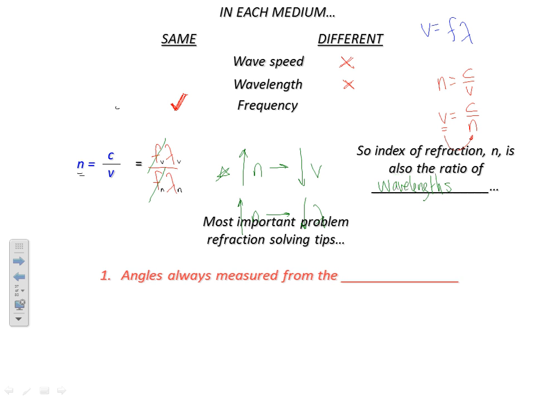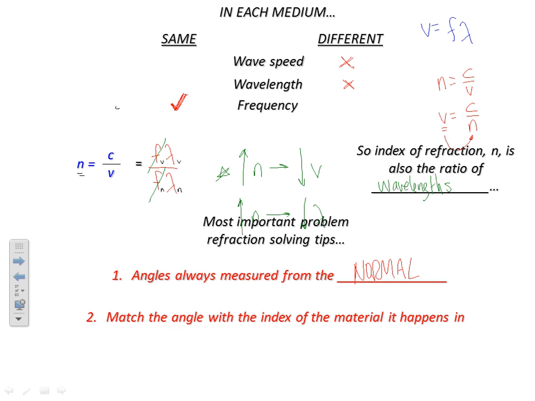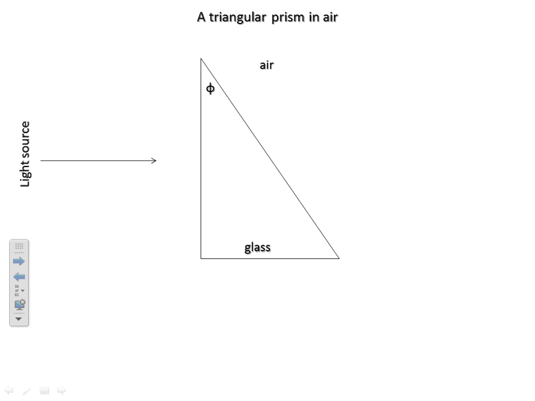Okay, a couple of super important things. One, when we're solving problems with this stuff, always, always, always measure angles from the normal. And this one's kind of like, duh, you just have to be careful about what's your substance 1 and what's your substance 2. Make sure you keep them straight.